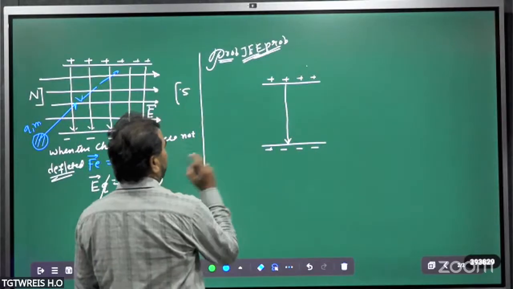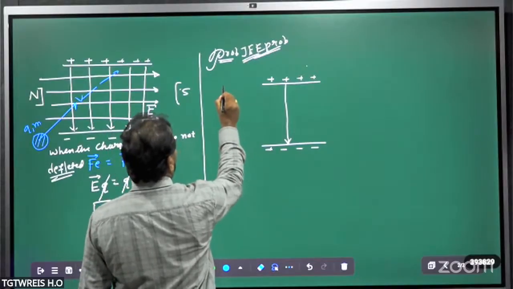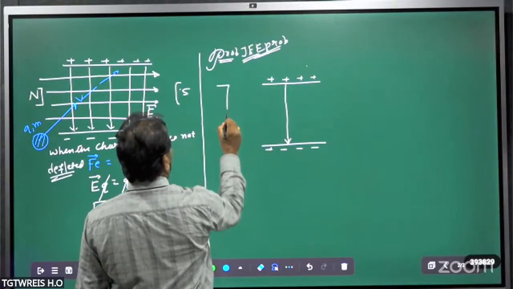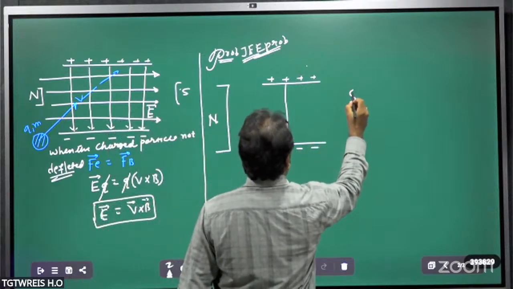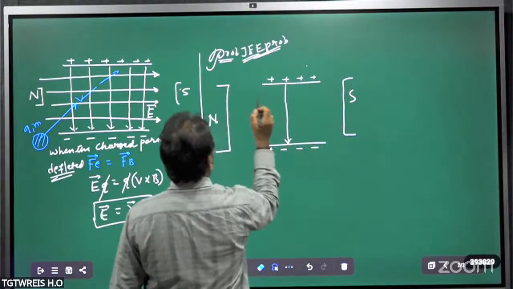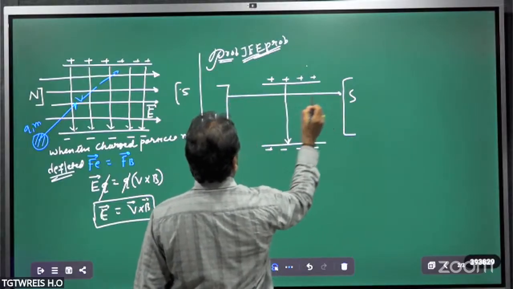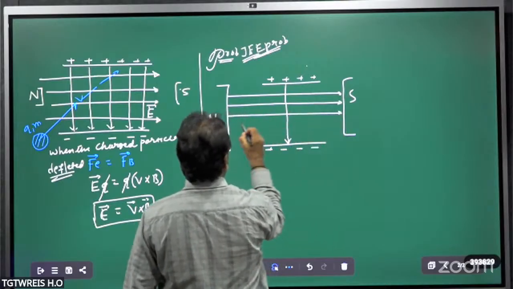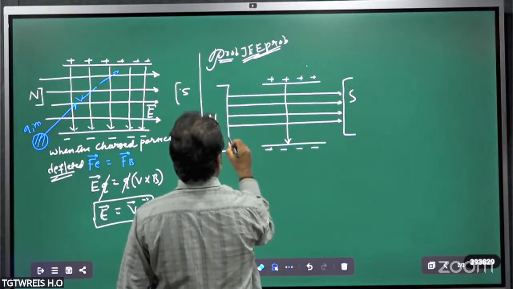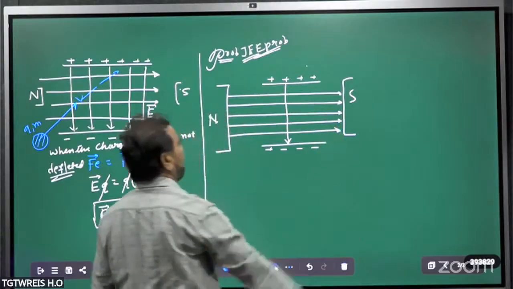Next, a magnetic field is created along the direction like this. The magnetic field is created; this is the north pole and this is the south pole. The magnetic field is created perpendicular to the electric field direction, like this.